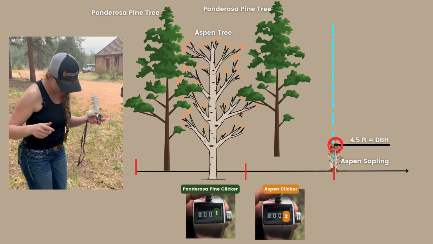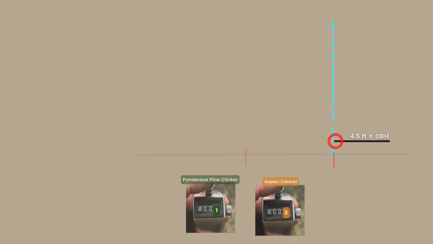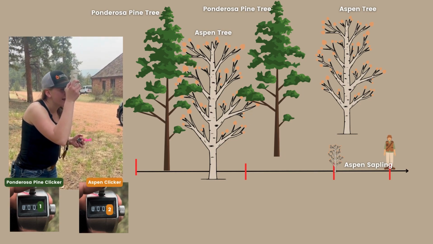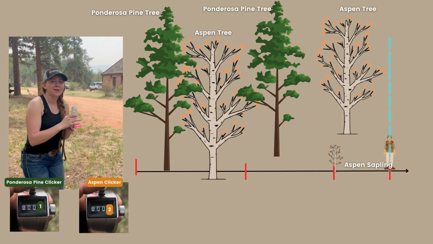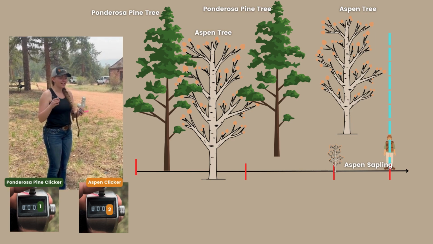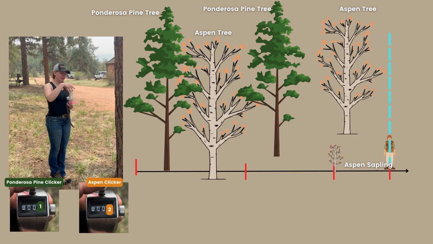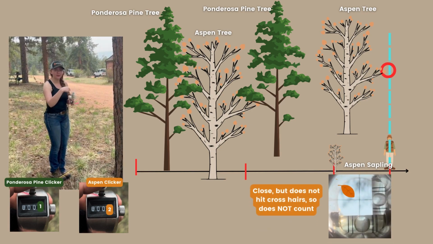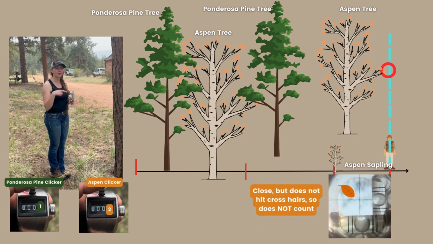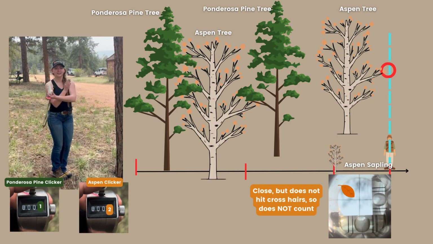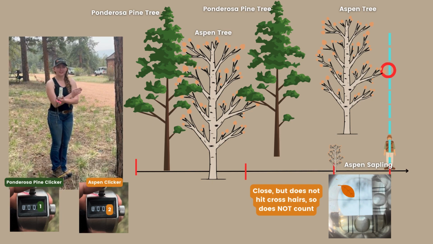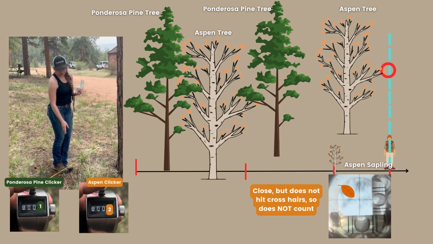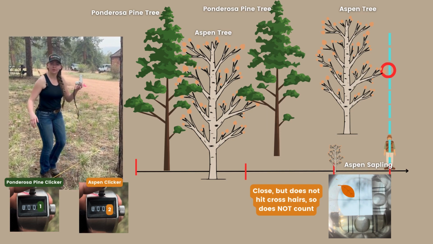Then you go to your next foot and you look through your densitometer, you level it out, and say there is no canopy here. I don't have anything in the crosshairs. Or you might see some tree or canopy within your field of vision through the densitometer, but if it's not directly on the crosshairs, it does not count. So therefore I would just have no clicks at this foot. And then you would move to your next foot.